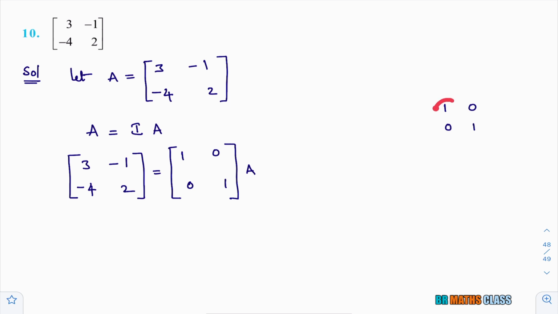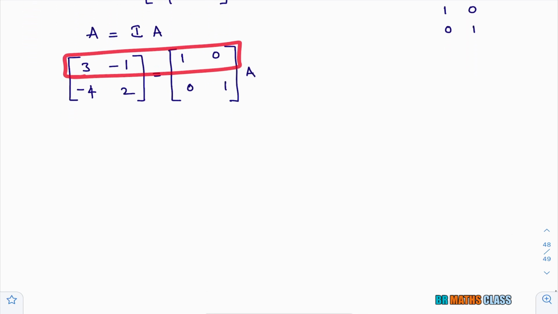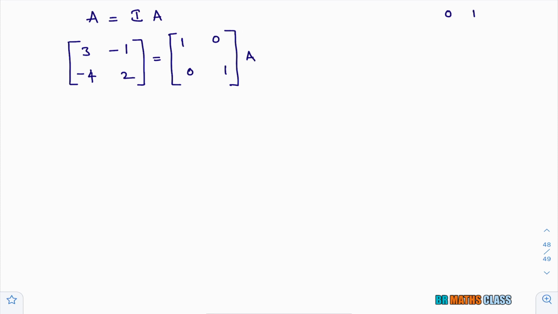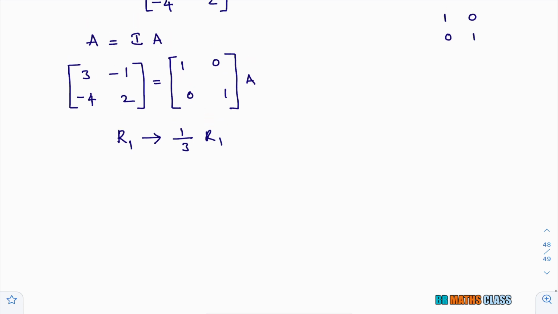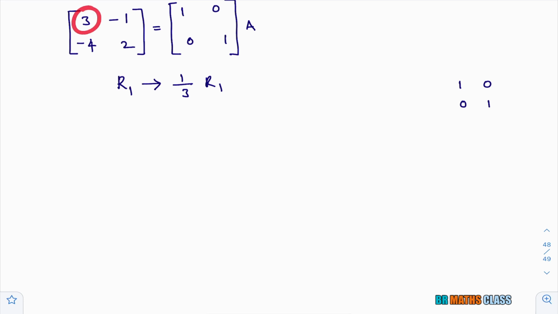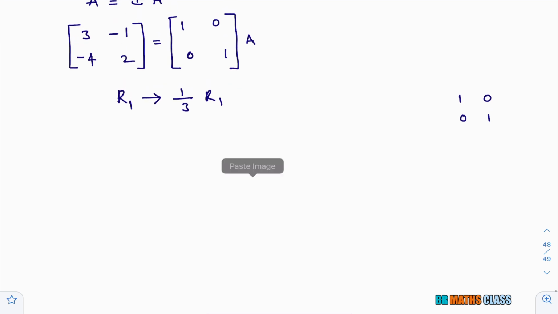You observe here, now you are at this place. We want 1 at this place. How to get 1 at this place? Very simple. I'll multiply with 1 by 3. 1 by 3 into 3 is what? 3 will get cancelled, 1. So to get 1, this is in the first row. All the elements of the first row I'll multiply with 1 by 3. Other operations also you can use, but I felt that this is the easiest operation. R1 changes as 1 by 3 into R1. To get 1 at this place, I am multiplying all the elements of the first row with 1 by 3. That's why I used this operation.